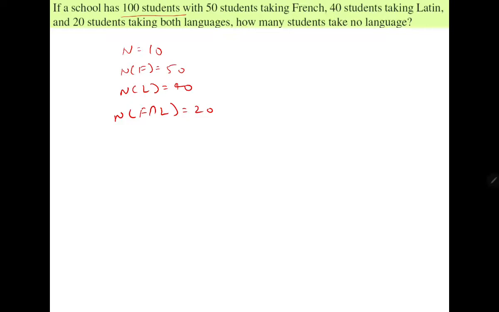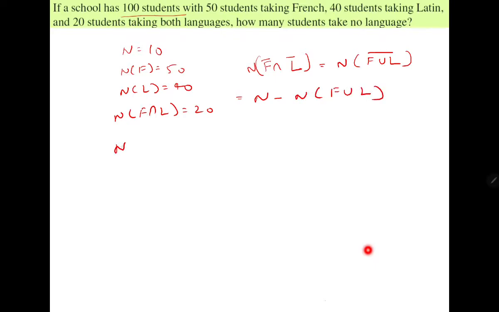So if F represents the number of the students which are taking French, it means F bar is the number of the students which are not taking French. Similarly, L bar is the number of the students which are not taking Latin, and that's why the number n of F bar intersection L bar gives you the number of the students taking no language. Now using De Morgan's law, this would be equal to F union L whole bar, which would be equal to total number of the students minus n of F union L.